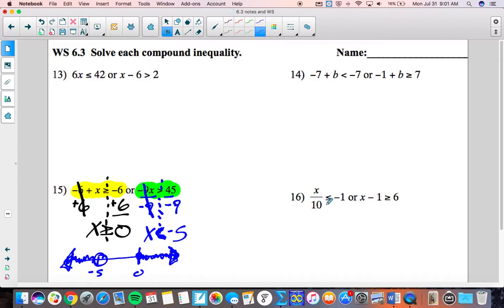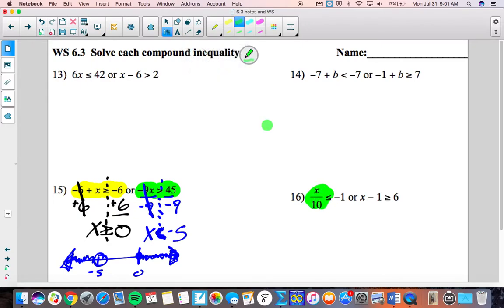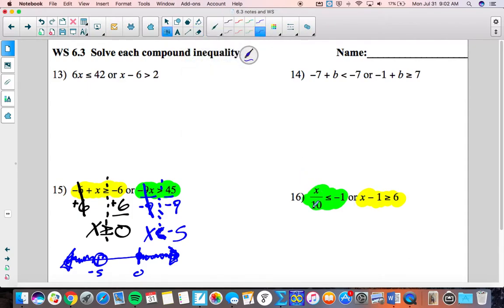Over here, let me highlight the two inequalities, and if you find that helpful, please do that, or put a light circle or box around the separate inequality that you're solving. So here we go. x is being divided by 10, so we need to multiply by 10. So we get x is less than or equal to negative 10.